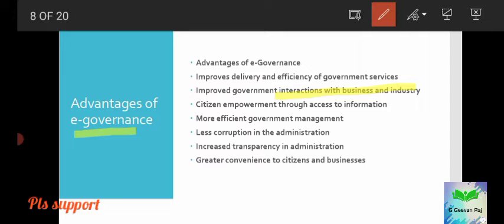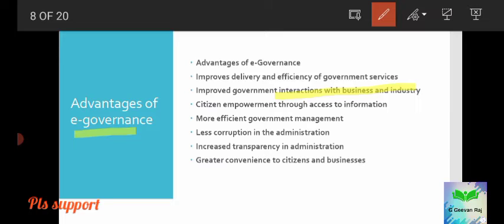Third point, citizen empowerment through access to information. So through e-governance, a larger amount of information can be passed to the citizens, thereby ensuring transparency in the government, and through this people will also get empowered. So citizen empowerment is also a major advantage of e-governance. More efficient government management. So incorporating e-governance technologies like computers, information technology, mobile, and various online platforms, the efficiency of the government when it comes to management increases.